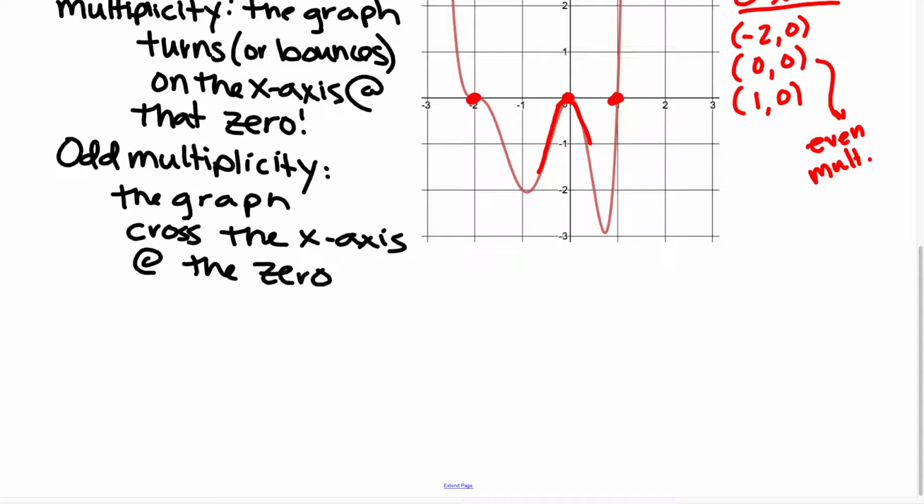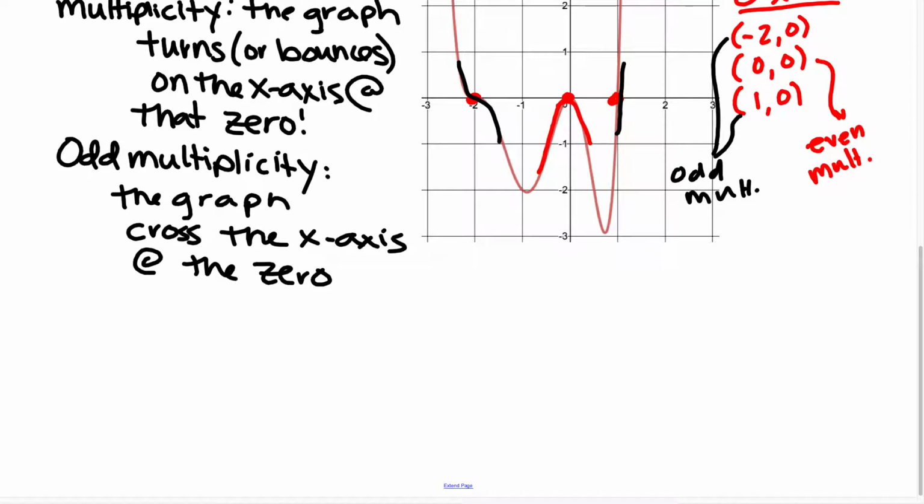So when I look at the other two zeros, notice at x equals -2, I cross from positive to negative. And at x equals 1, I cross from negative to positive. So I'm actually crossing the axis. So for both of these, I would assume there is some odd multiplicity.